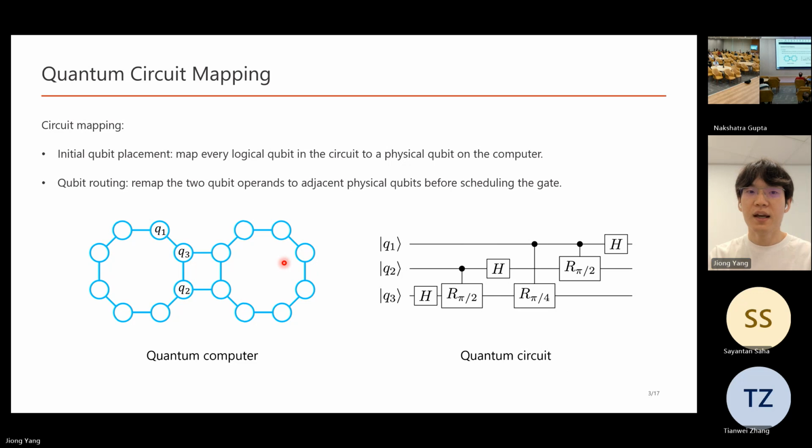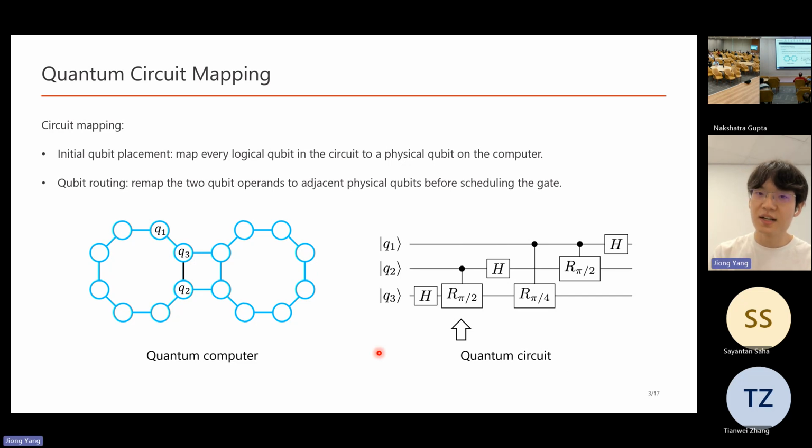And then to execute a quantum circuit, the quantum hardware requires that the qubit operands of an executable gate must be placed on adjacent physical qubits. Suppose we want to execute the first 2-qubit gate operating on Q2 and Q3. Looking at the graph, Q2 and Q3 are adjacent because they are connected by an edge. Then this gate can be properly executed.